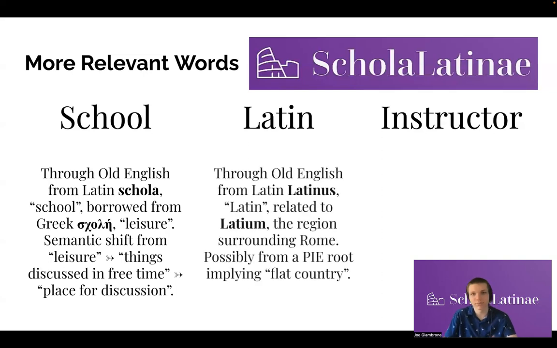Latin is of course from Latinus, which means Latin, and the region around Rome is Latium in Italy. It's Lazio right now, and that is possibly from a root meaning flat country. If you think of the Latin word latus, which is wide, right? Although it's really unclear. There's a folk etymology that connects it to lateo, which means to lie hidden, right? There's some myth about Saturn or something, but we're really not sure.